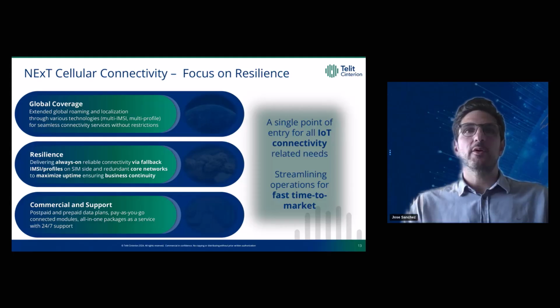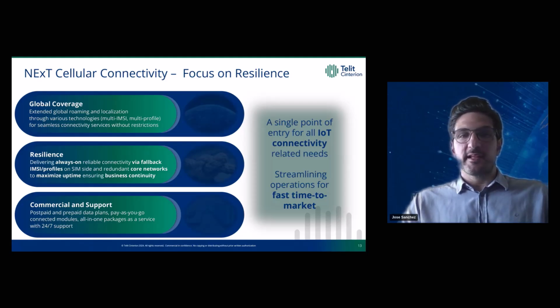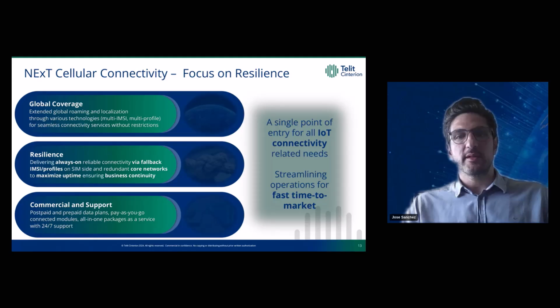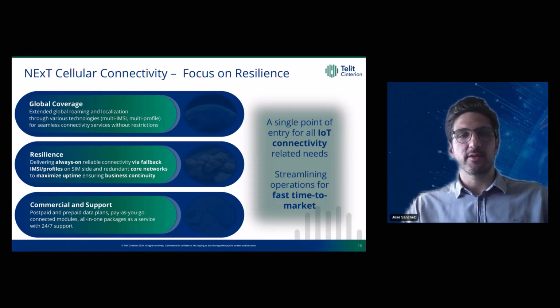The main pillars of our portfolio are global coverage, extended roaming, and profile localization in countries with permanent roaming restrictions. We utilize global roaming technology, we utilize Multi-IMSI technology, but also eSIM technology for seamless connectivity worldwide. Resilience is another main pillar of our value proposition, where we deliver always-on connectivity. We utilize Multi-IMSI technologies to do that, but also eSIM fallback technology to maximize uptime and business continuity.